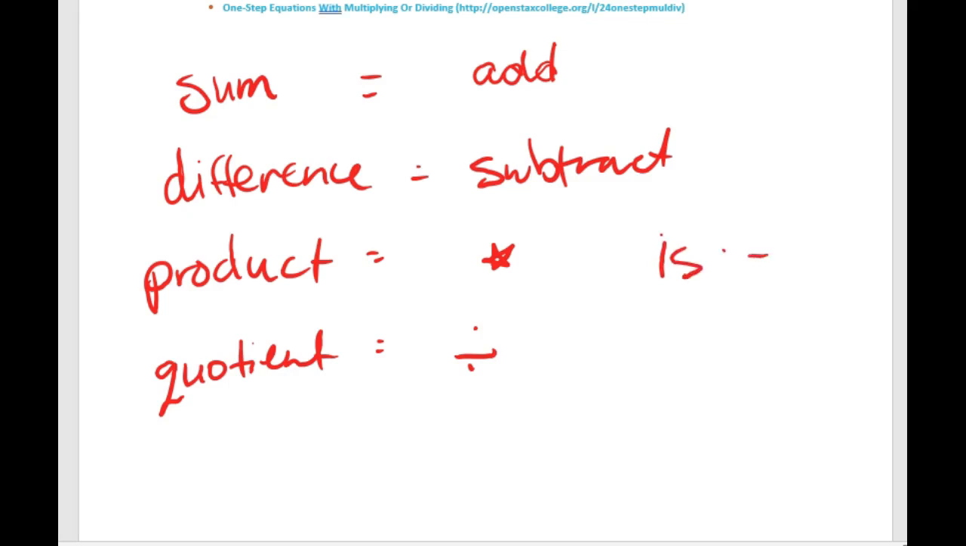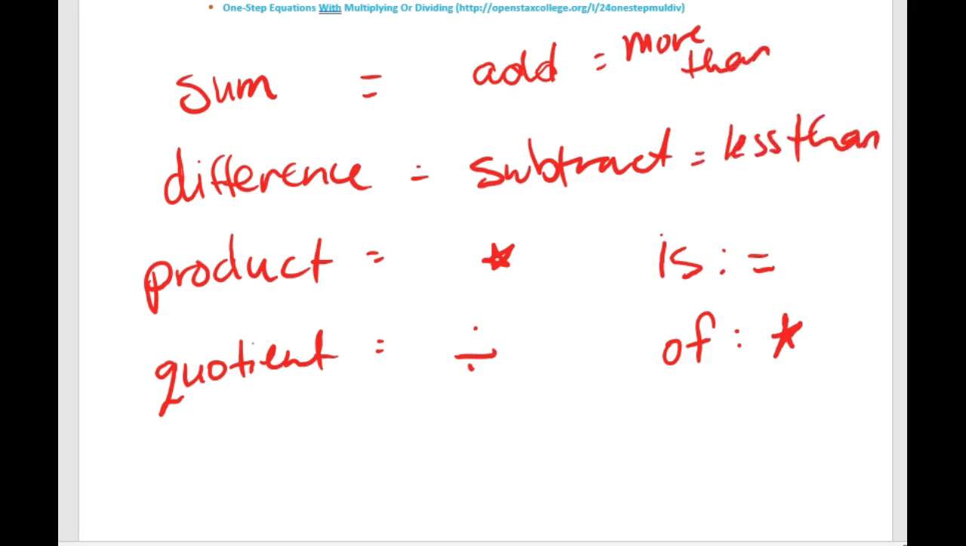Some other words that I want to get you in the habit of knowing: remember we talked that is is the same thing as equals. Another word we're going to see a lot is of. When you see the word of, that means you multiply those things together. Another for add would be more than. Another for subtract would be less than. I want you to make sure you have all of these words down in your notes in a way that you can see them and know what they mean. We're going to add to this list as we keep going, so think of other words that give us key hints on what we're actually doing.